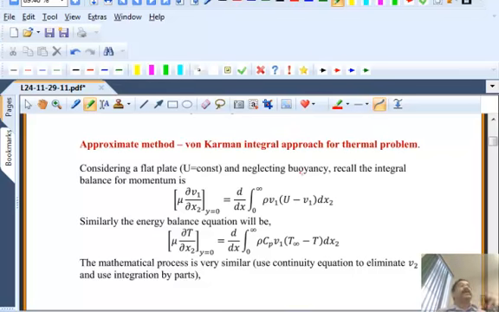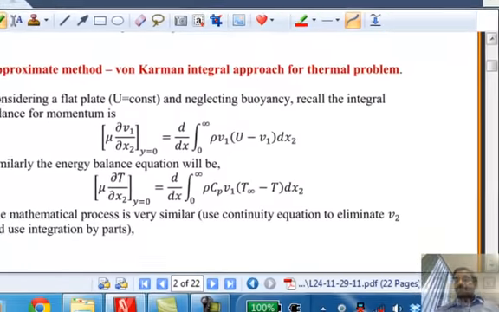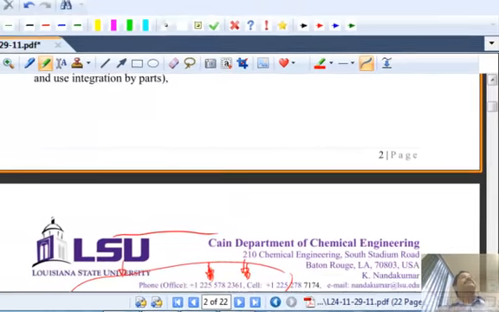So the idea then is we should be able to do the same thing for the energy equation as well, using the same steps. Replace V2 in terms of V1 from the continuity equation, do integration by parts, and you can show that the boundary layer equation for energy reduces to this particular form that you see here. Now you need to input what the temperature profile is in both places. You need to assume and you need to input that. Then you can solve for the thermal boundary layer thickness, which is going to be different from the momentum boundary layer thickness. And then the steps are exactly the same.